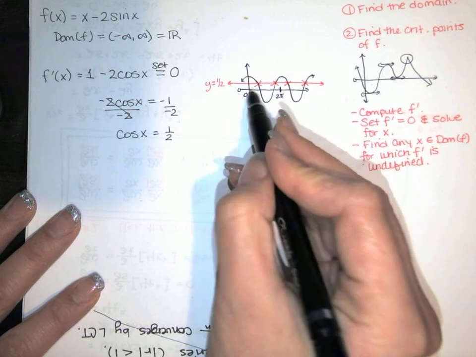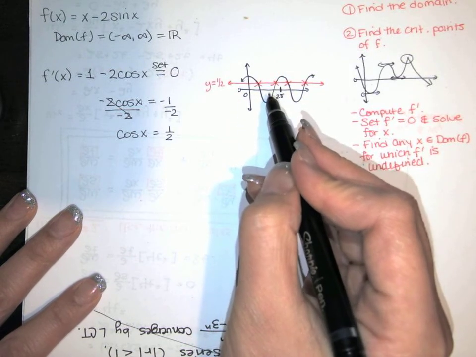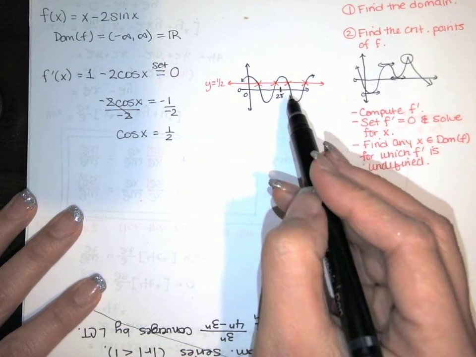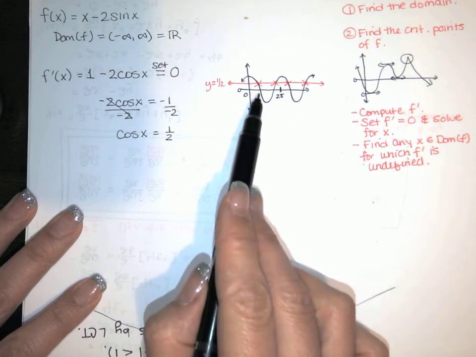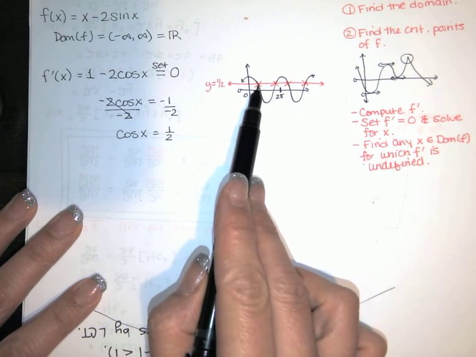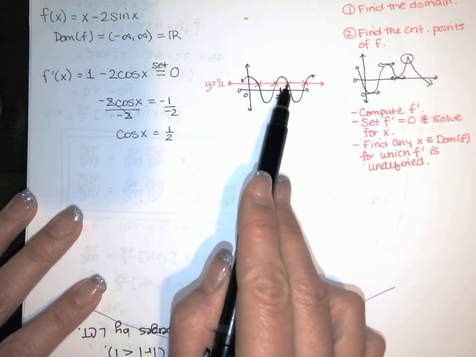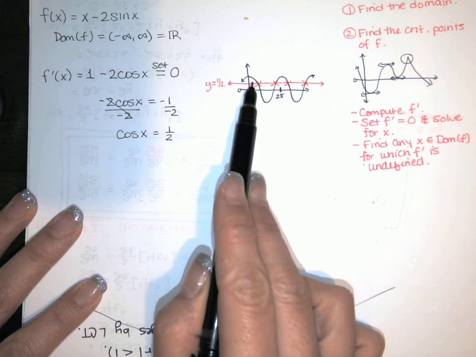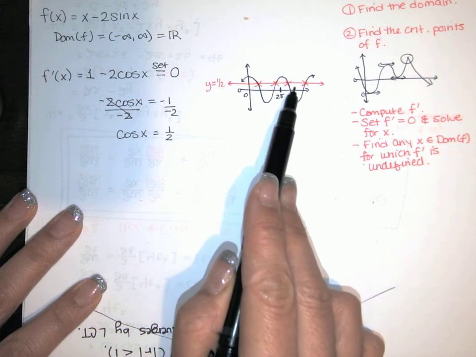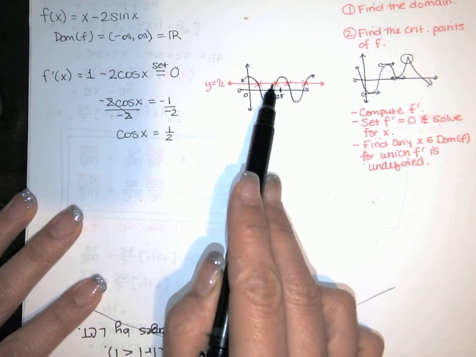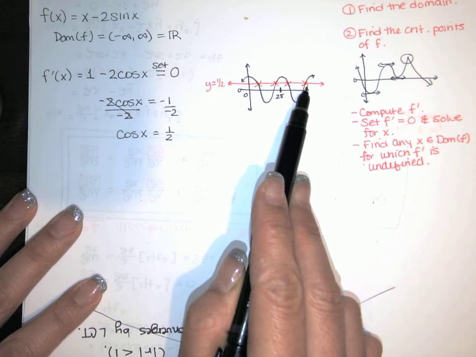So we find the solutions over one period, and then we add multiples of 2 pi to get all of the other solutions. Because this solution right here and that solution right there are related to each other. I just take that solution and I add 2 pi to get the next one, and I take that solution and I add 2 pi to get the next one.